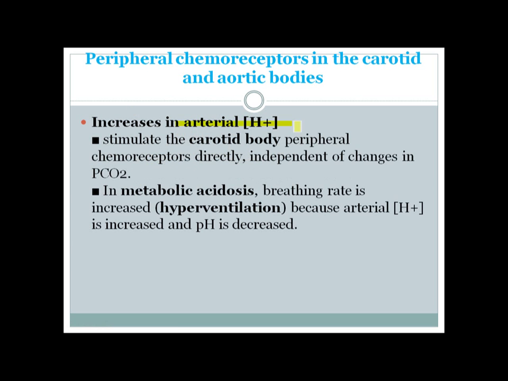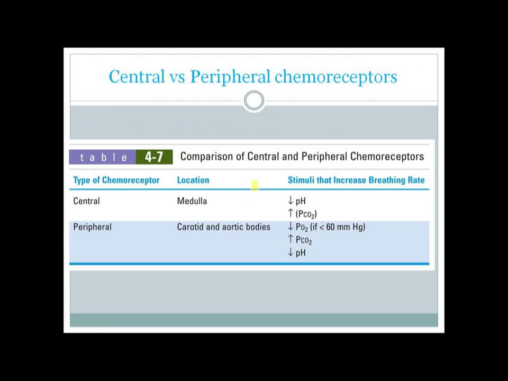Increases in arterial hydrogen ion concentration can also stimulate the carotid body, and it can lead to an increase in breathing rate. It occurs in case of metabolic acidosis. So in case of metabolic acidosis, the hydrogen ion concentration is increased, which leads to increased breathing rate due to stimulation of the peripheral chemoreceptors, leading to hyperventilation. And this is known as Kussmaul breathing in case of diabetic ketoacidosis.